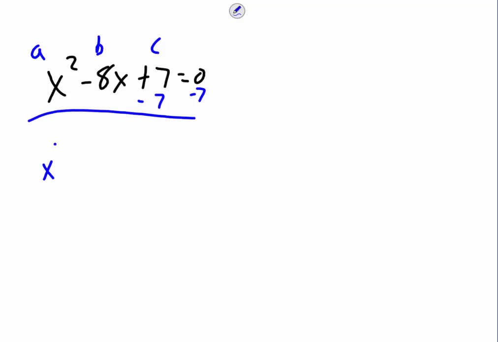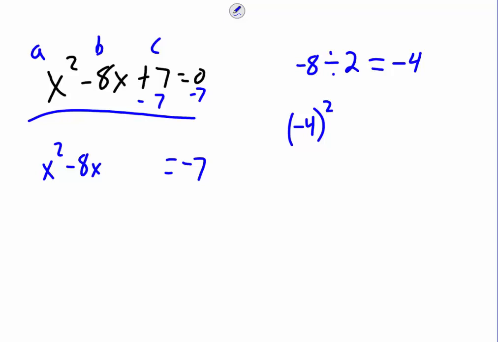So I'll end up with x squared minus 8x, I leave a little gap here, equals negative 7. Now I take the b value, which is negative 8. I'm going to take it off to the side here, and I'm always going to divide by 2, which equals negative 4. The divide by 2 part is the same every single time. And then I take the negative 4 and I square it. I strongly suggest using parentheses because otherwise your calculator may give you an improper answer. And this is equal to 16.